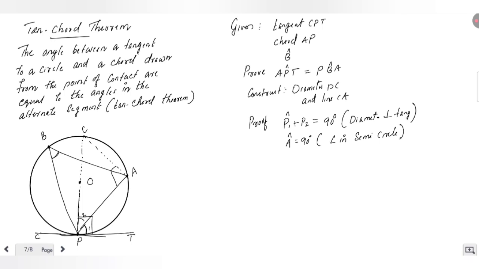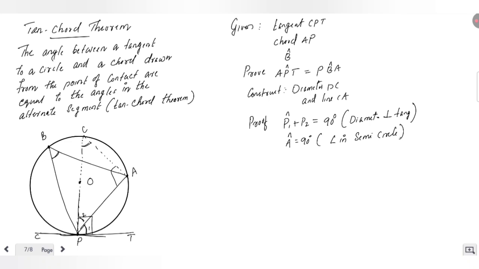So the full A is 90 degrees, which means P2 plus C is also 90 degrees, isn't it? Because those are complementary angles, P2 and C. Because it's a right-angled triangle, A is 90 degrees means P2 and C in the very same right-angled triangle are complementary angles. Complementary angles means their sum is 90. Then only the total sum is going to be 180, isn't it? That is C plus P2 plus A is going to be 180.